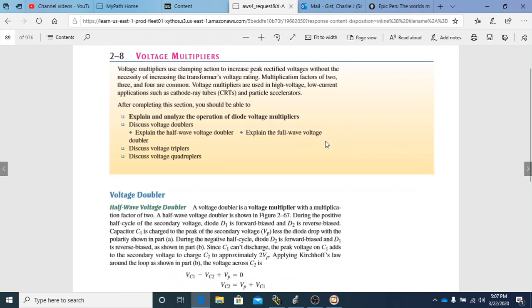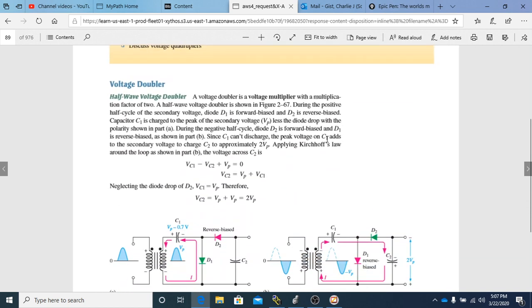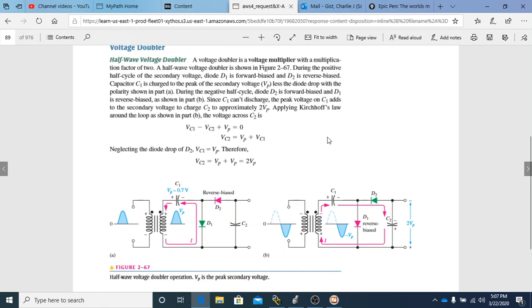So the first one we're going to be looking at is a voltage doubler, the half wave voltage doubler. If you look at these diagrams down here, these illustrations, again, this book is very good at illustrating this. So as we go through this, the main thing that I want you to know is the circuit diagrams. We won't be doing any calculations over this, so don't be too stressed out about that.